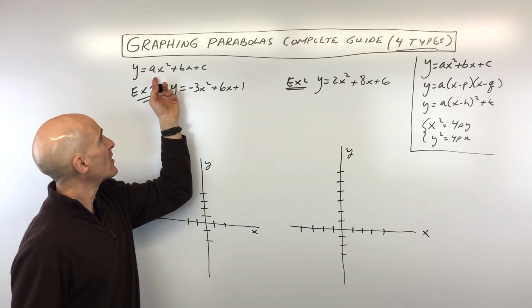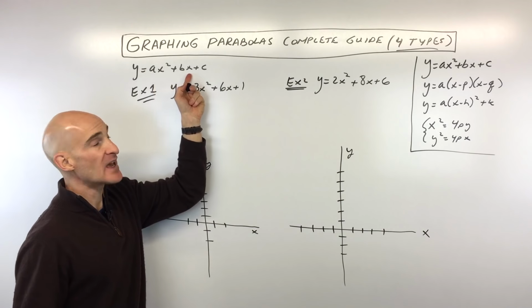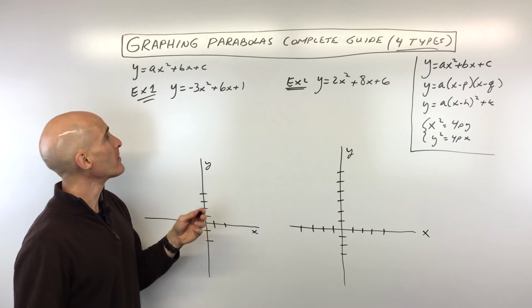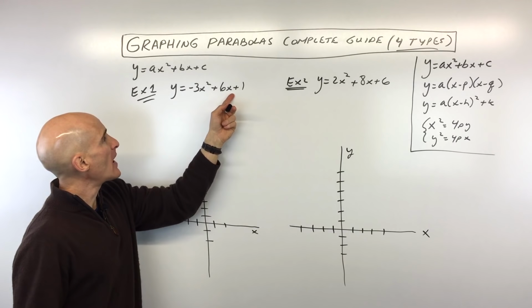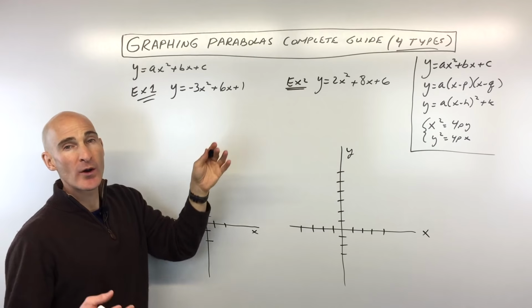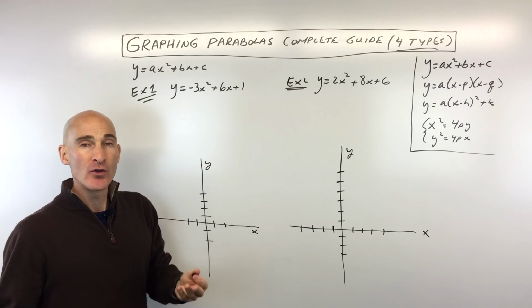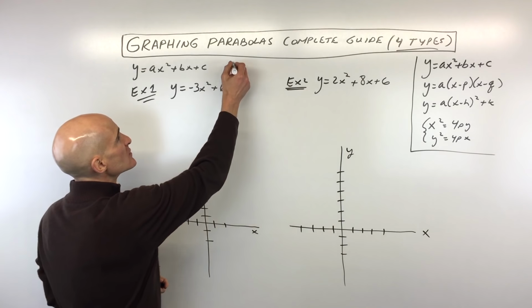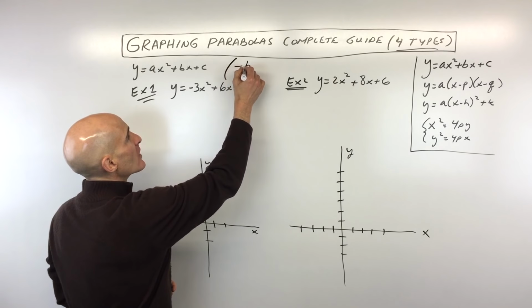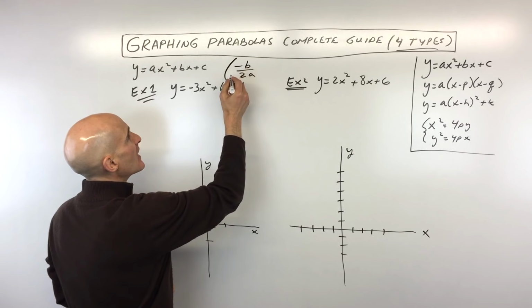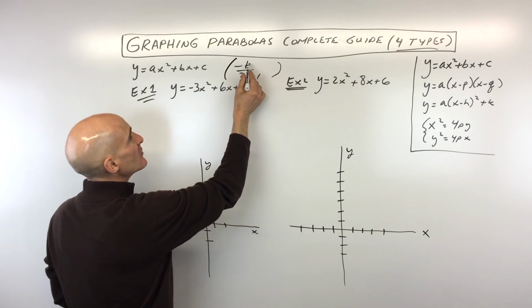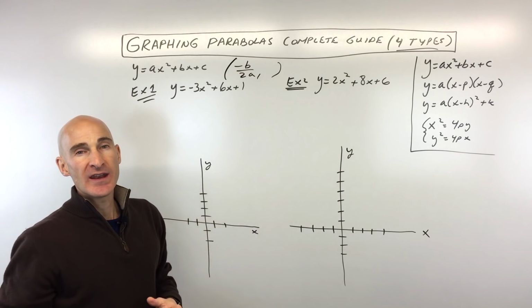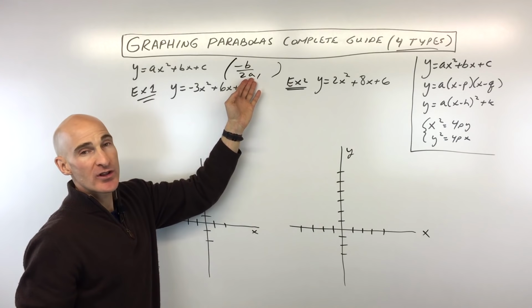The type that we're going to deal with is the general form. This is the y equals ax squared plus bx plus c form. And our example number 1, y equals negative 3x squared plus 6x plus 1, we want to find that vertex. The way you find the vertex is using this formula right here. You might want to write this down and memorize it. It's x equals negative b over 2a. So that negative b over 2a is giving us the x coordinate of the vertex.